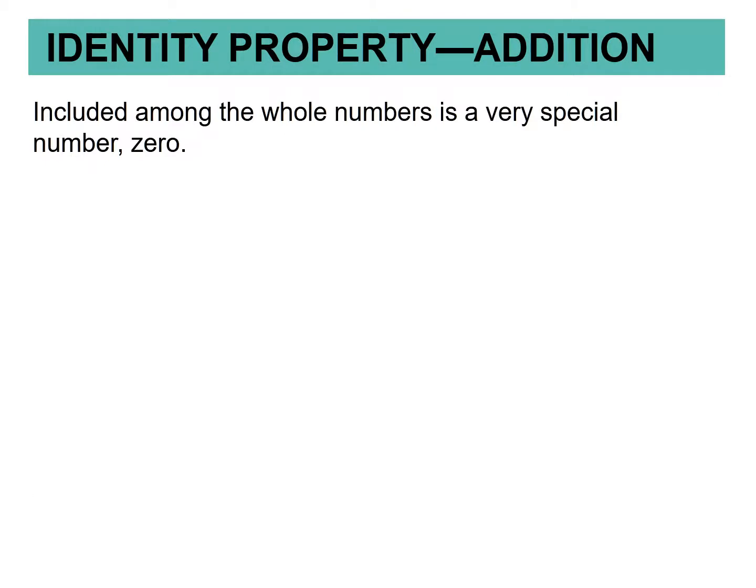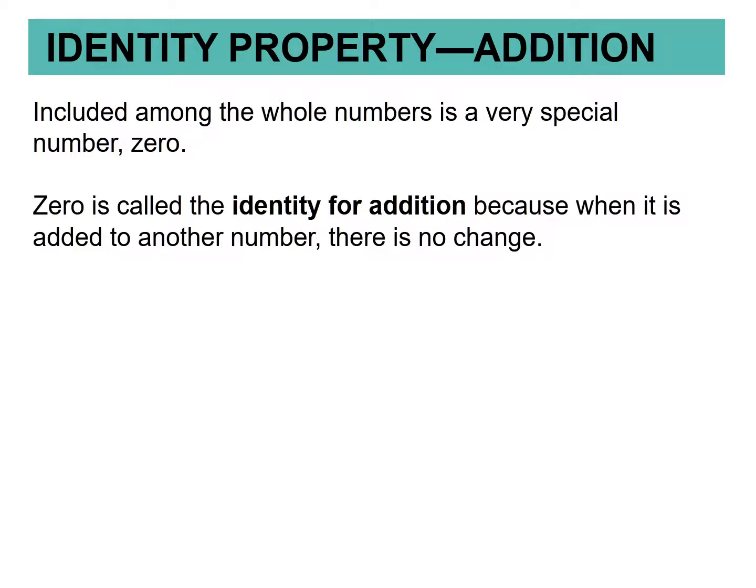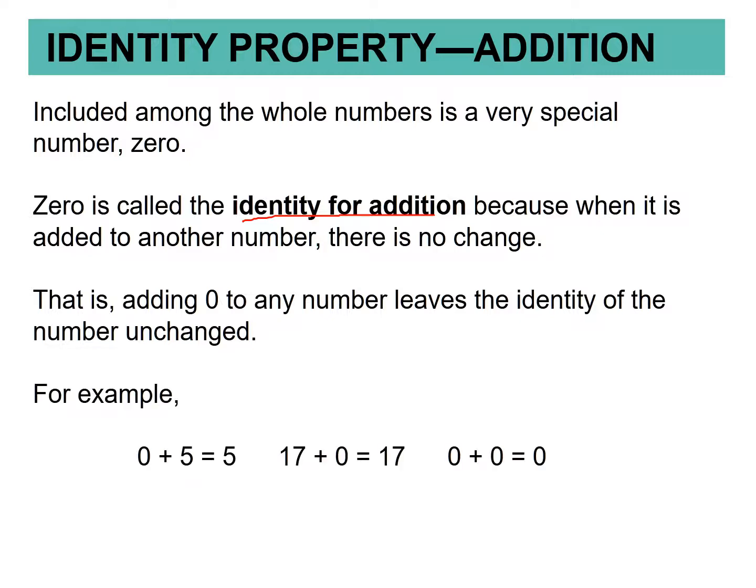Another very important property is called the identity property. We have one really special number when we're adding, and that's 0. 0 is called the identity for addition because when you add it to a number, the identity of that number doesn't change. So you add anything to 0, so 0 plus 5, or we could write 17 plus 0, it doesn't matter which side, we get the same number back. And then of course 0 plus 0 gets the same number back.